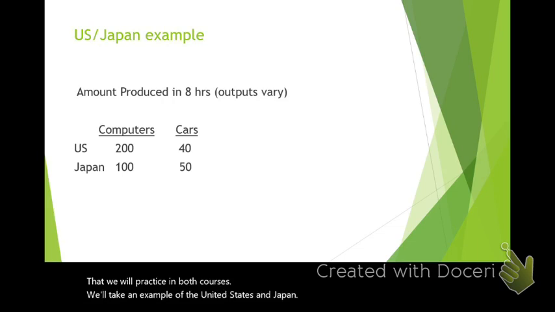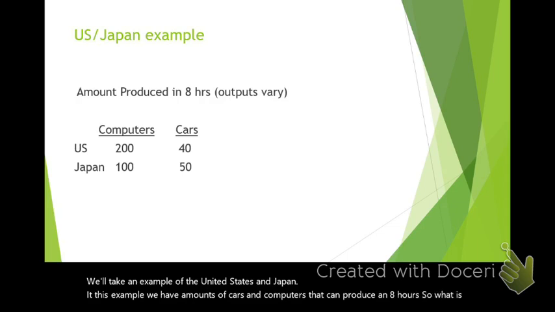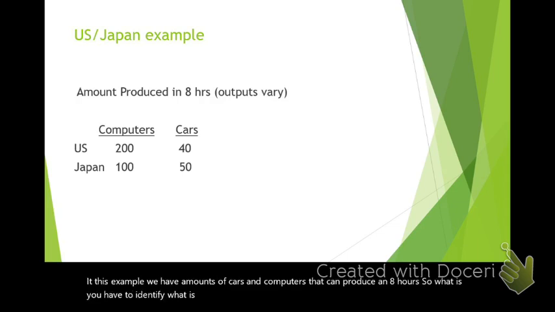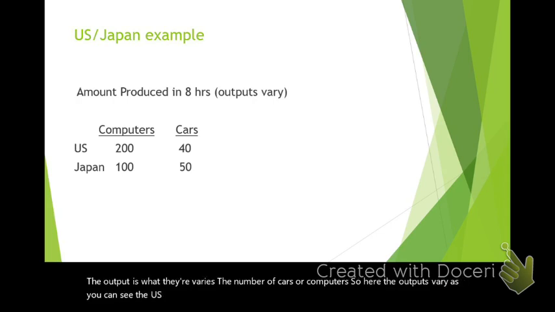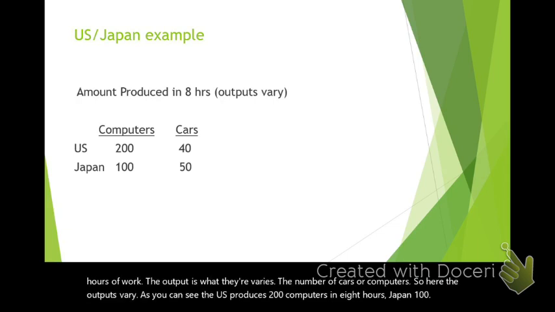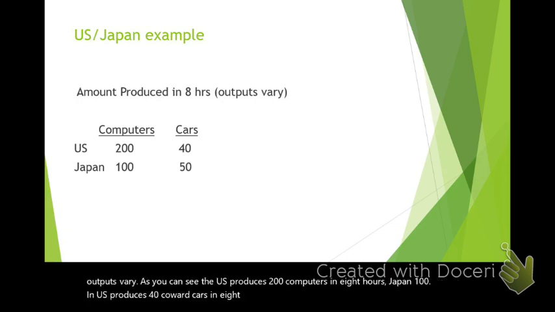In this example, we have amounts of cars and computers they can produce in 8 hours. So you have to identify what is varying here, outputs or input. The input is the same, 8 hours of work. The output is what varies, the number of cars or computers. So here, the outputs vary. As you can see, the U.S. produces 200 computers in 8 hours, Japan 100, and the U.S. produces 40 cars in 8 hours, and Japan produces 50.